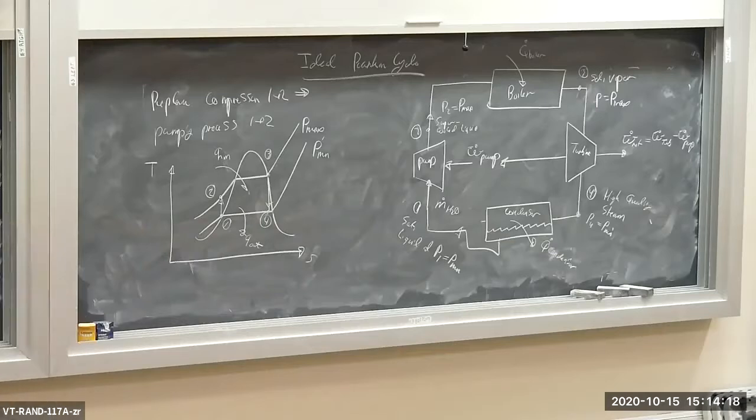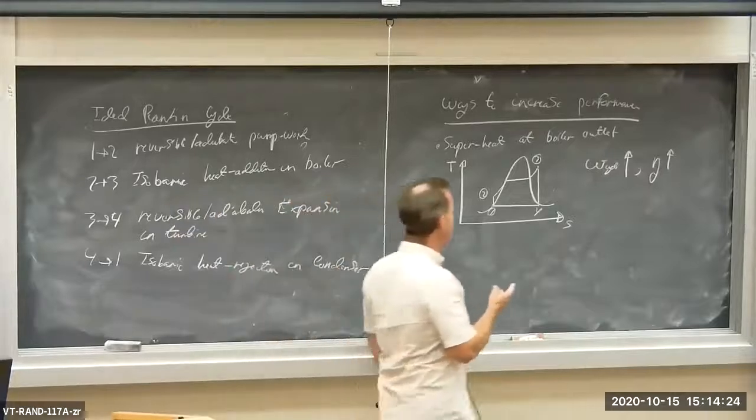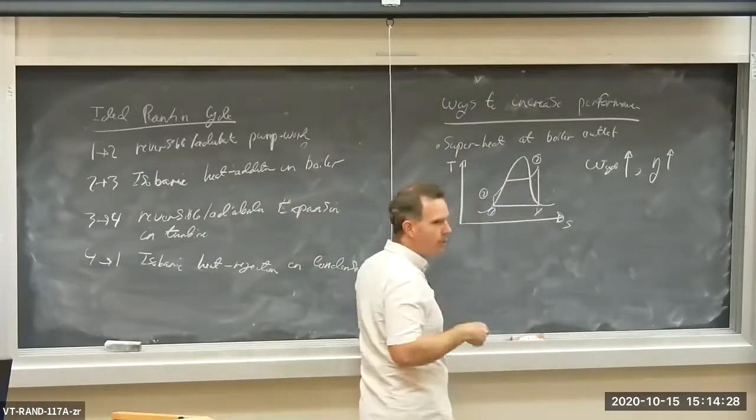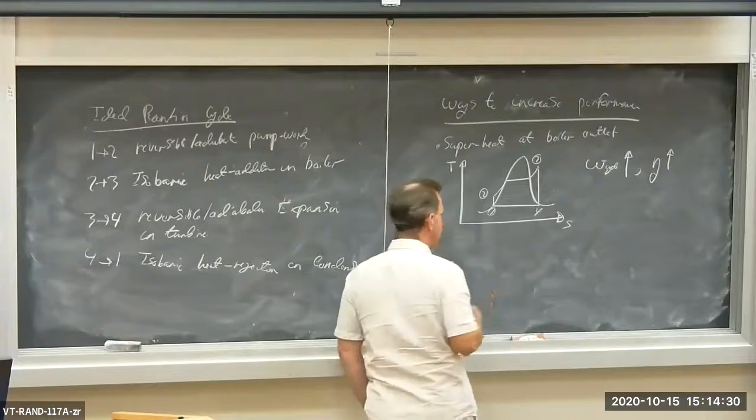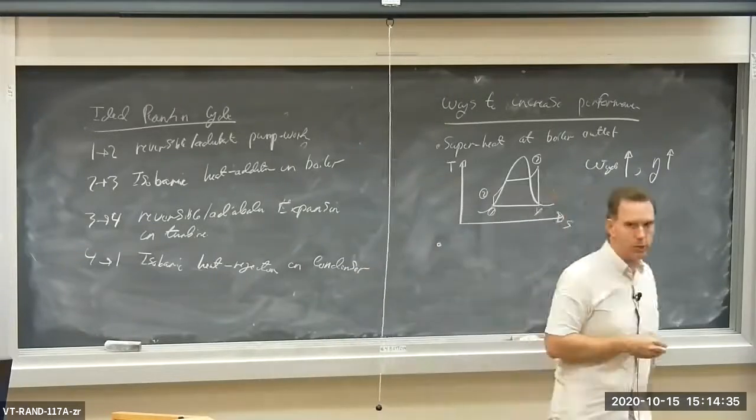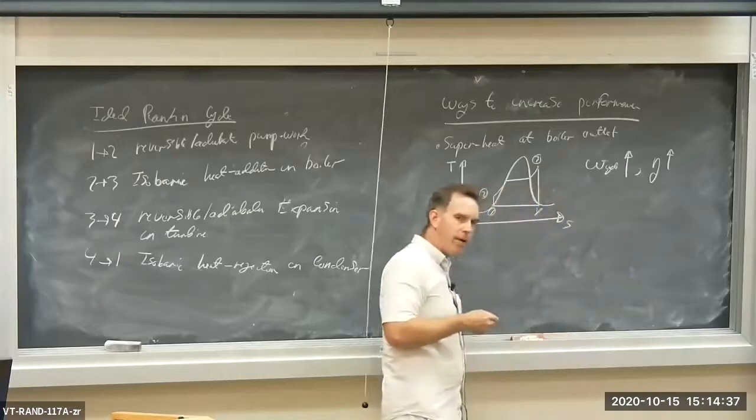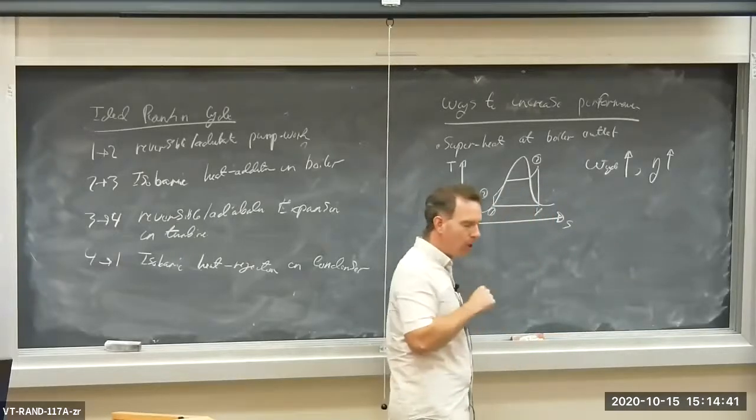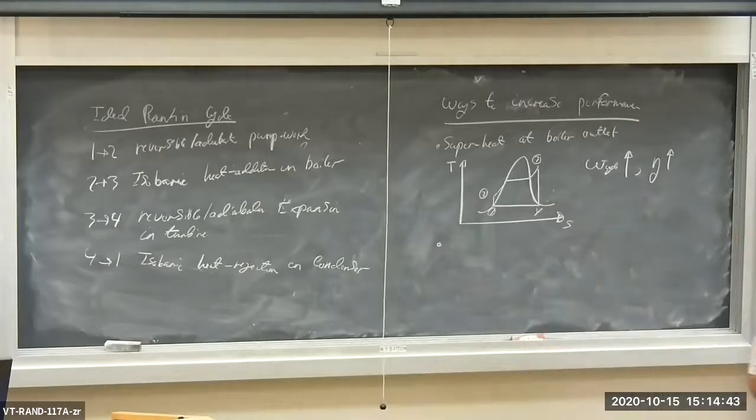Another thing to do that is often a good idea, so efficiency goes up, specific work goes up. Another thing to do is to have multi-stage compression or expansion. So I'm just going to draw a picture here of multi-stage expansion. Remember we had in the Brayton cycle, we had the intercooler, the reheater, and the regenerator. You can do similar stuff to the Rankine cycle.